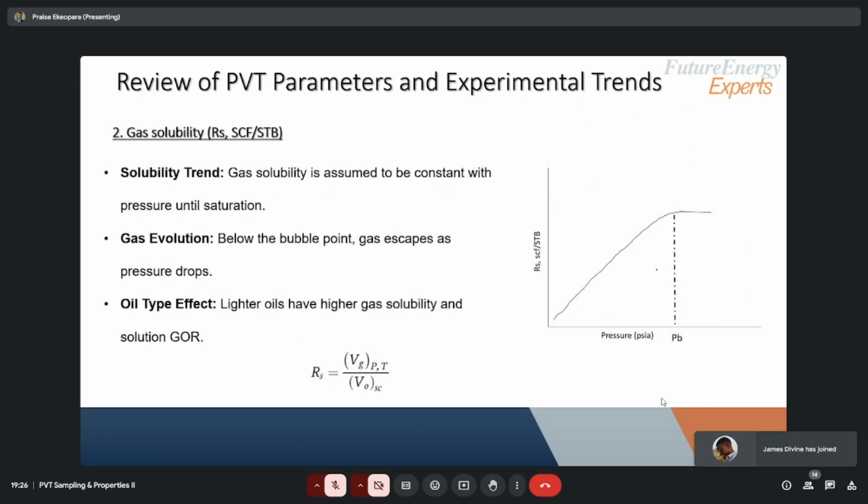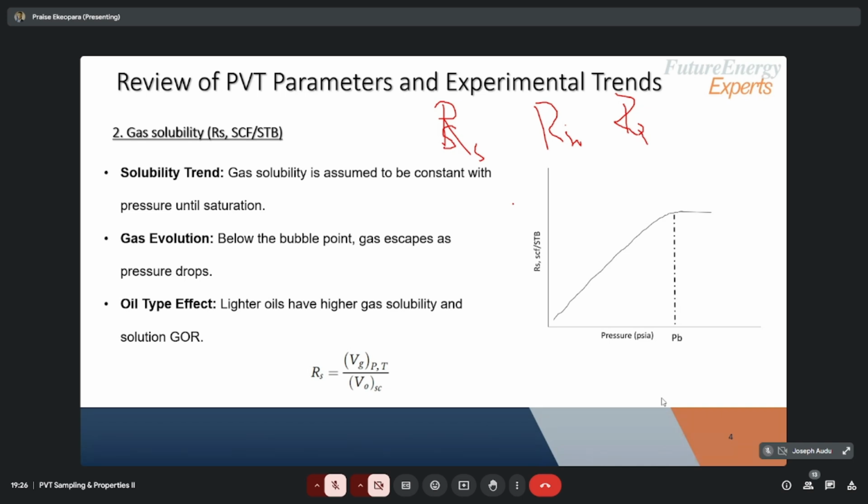So another PVT parameter that is of utmost importance to us is called the gas solubility. Some call it the solution gas oil ratio. Some call it Rs. Depending, it has different names, but always make sure you know the one we are talking about. So we have Rs, we have Rsi, then we have Rp. Whenever we are talking about this, make sure you know the one we are talking about.